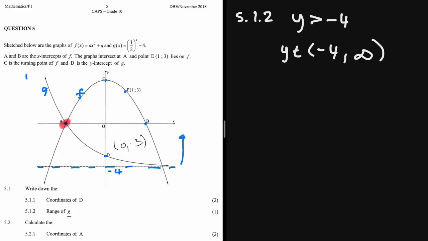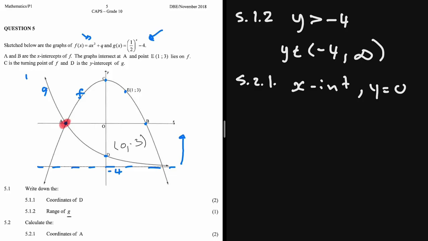So the next question, which is 5.2.1, they say calculate the coordinates of A. Remember now, point A here is an x-intercept, and it is a point on the graph of G and the graph of F. Remember, if you're looking for the coordinate of the x-intercept, you always make the value of y equal to 0. But now we have a choice. We can use the equation of G or the equation of F, because this point is lying on both the functions. But if we look at the graph of F here, we don't have a lot of information. So we are bound to use the graph of G, because it has more information.